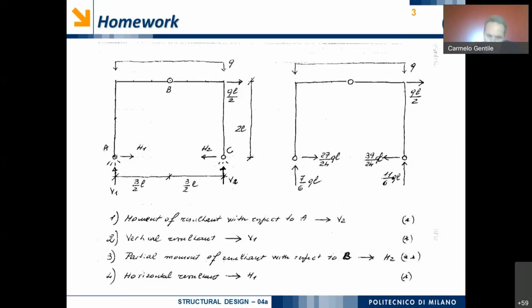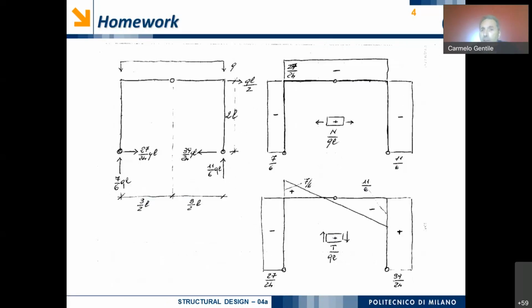Okay, at this point, having evaluated the external reactions, it is very easy to evaluate the diagram of axial force and the diagram of shear force. So, first of all, let's see what happens in terms of axial forces. The positive convention for axial forces is the one with axial forces in tension. So let's look, for example, at this vertical column. We do not have any distributed forces along the axis of the column.